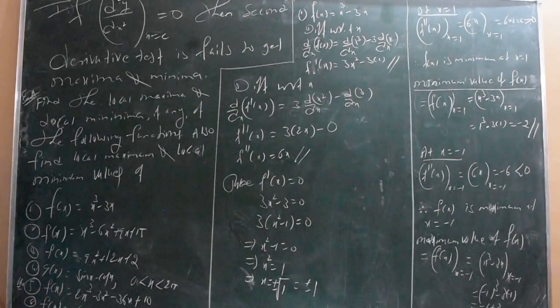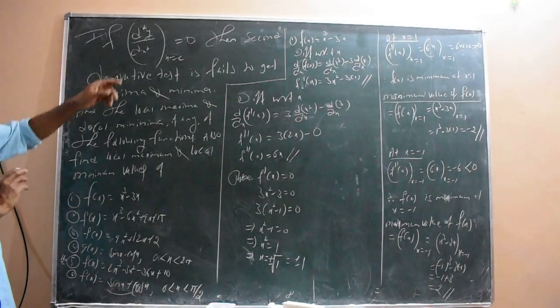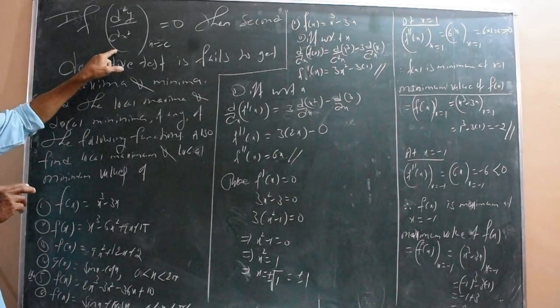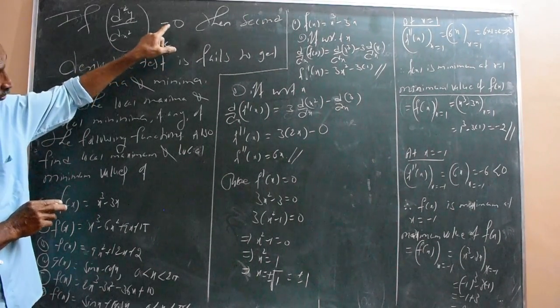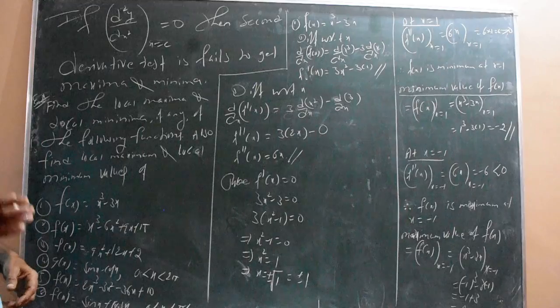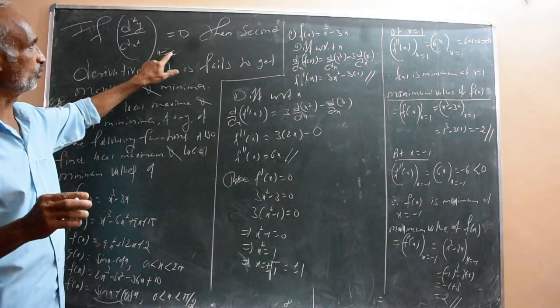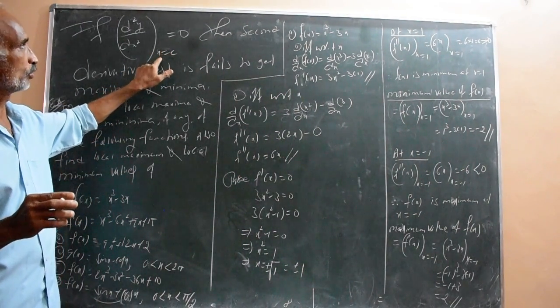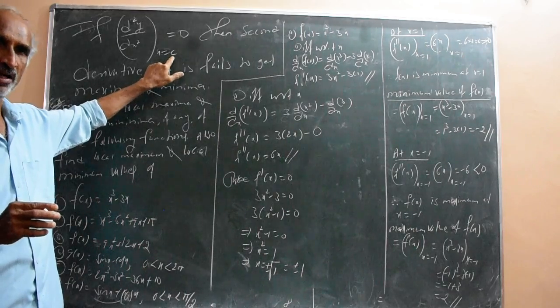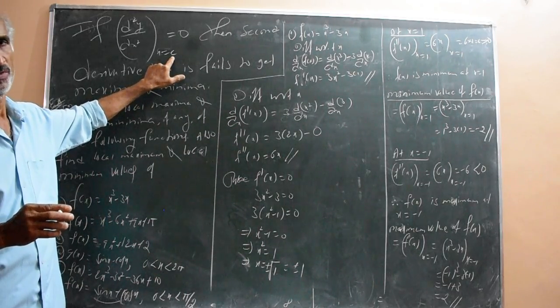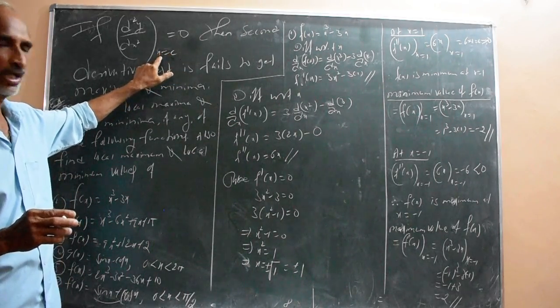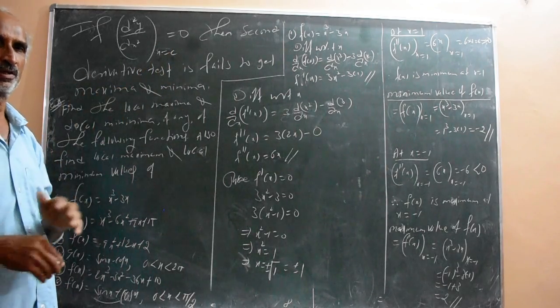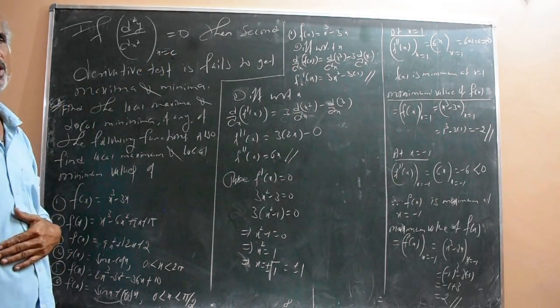Continuation of second derivative test. If d square y by dx square at x is equal to c is also equal to 0. If d square y by dx square at x is equal to c, where x is equal to c is obtained by taking f dash of x is 0. F dash of x is 0, to x gets one value, not one, four or five values will come. Say it is one of the values, x is c.